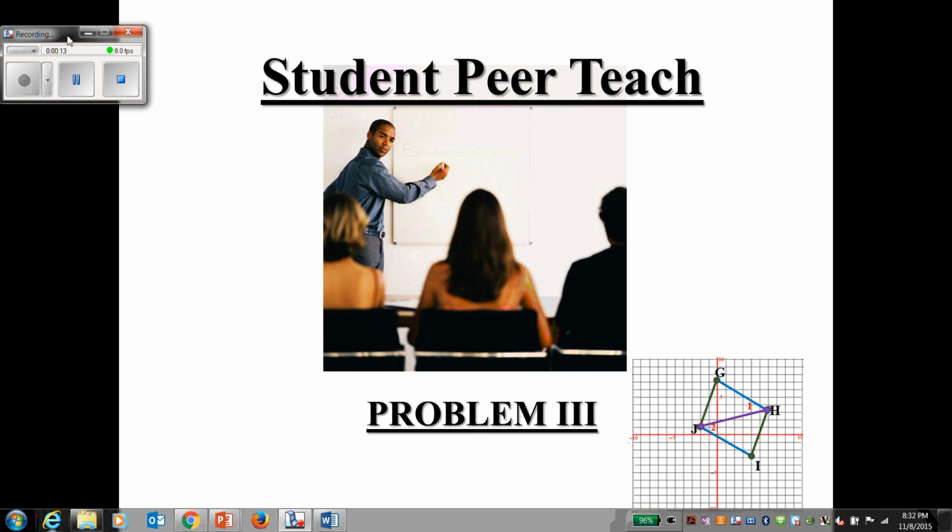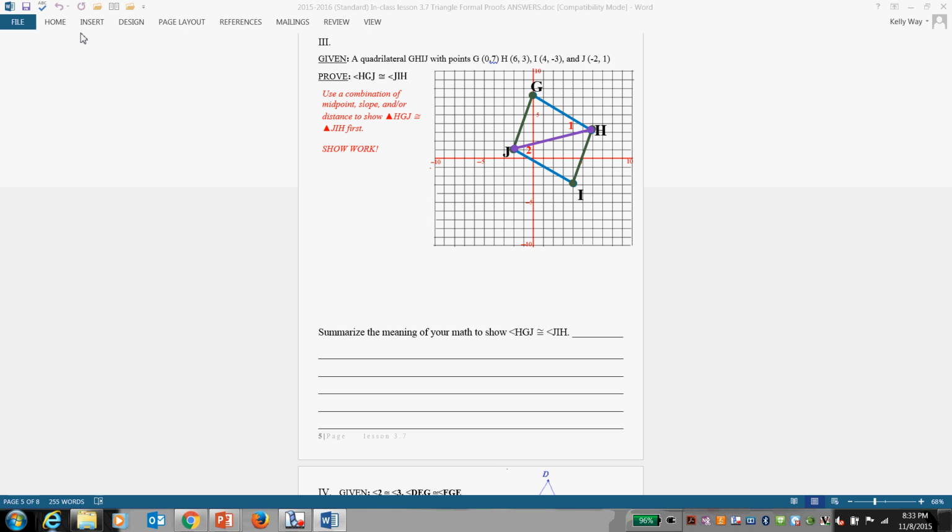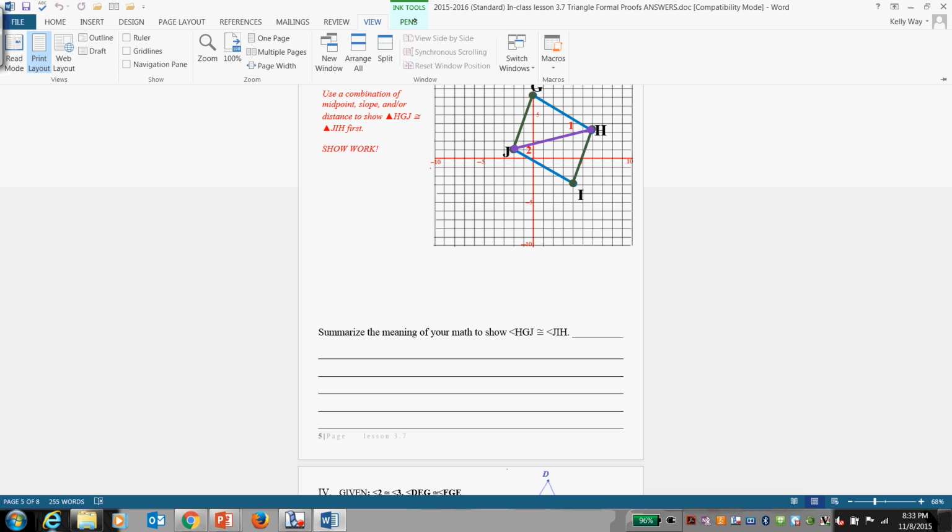This is student peer teach problem number 3. This one's a little bit different. It's a coordinate proof. You've seen these before. Not terribly complicated.